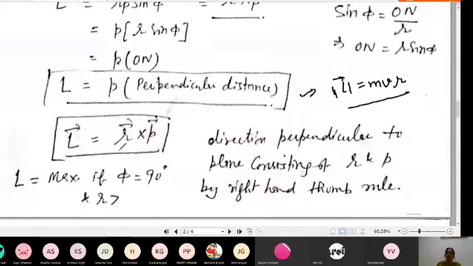And if phi is 90, then L will have the maximum value, which is equal to R into P. MVR is the maximum value of the angular momentum. And it means that for a body moving with constant velocity, it is R which is going to affect the angular momentum, making it more or less depending upon the value of R. So this is to be noted.